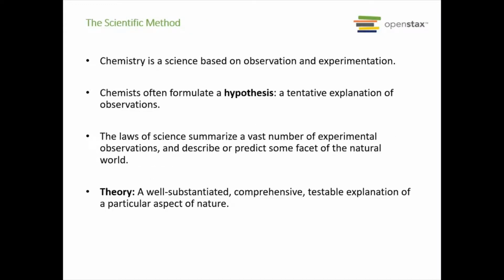So now let's talk a little bit, though, about the science of chemistry. It's based on observation and experimentation. So the first thing that happens is we make an observation. Okay, and then we make a hypothesis. And a hypothesis is how we explain that observation. Okay? We have laws in science, and what these laws do is they describe or predict something that always happens. Okay? And then a theory is basically a very strong hypothesis that explains something that happens in nature.